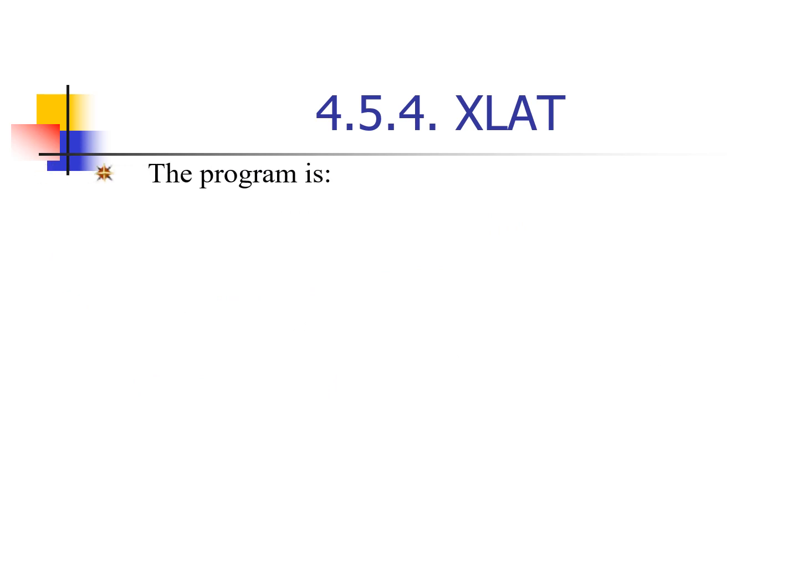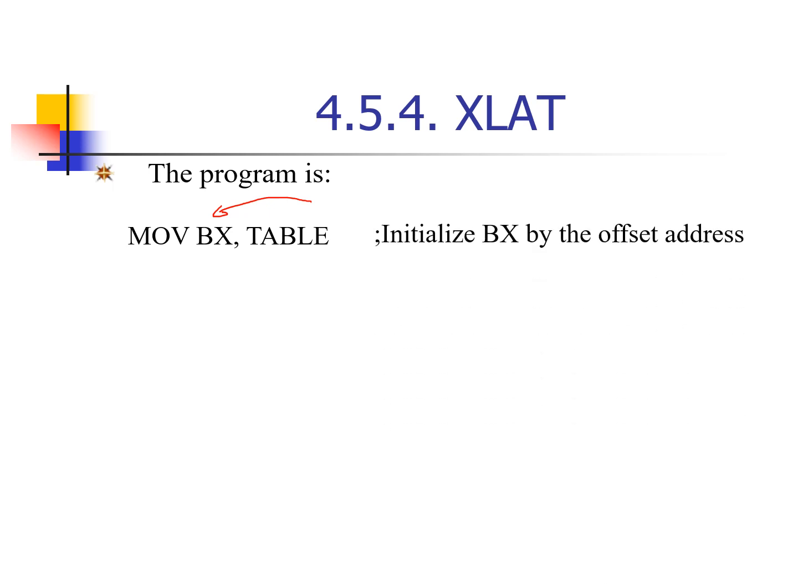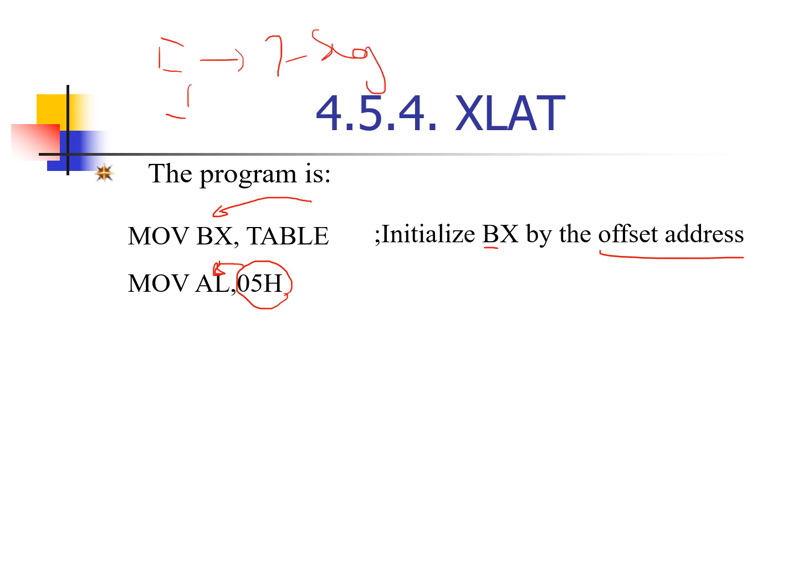Here, the table is pointed to by BX. So the first data in your table is pointed to now by BX. Initialize BX by the offset address of your table. Now we're moving 5 hexadecimal into AL. Probably we would like to display the decimal digit 5 on your 7-segment display. This is why we placed 5 in AL.